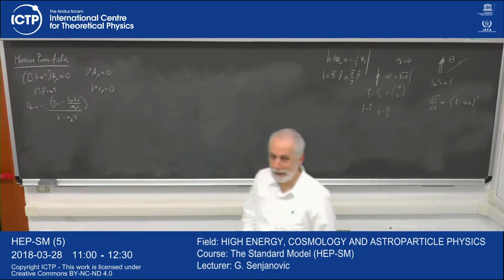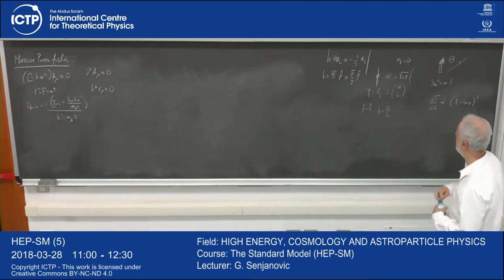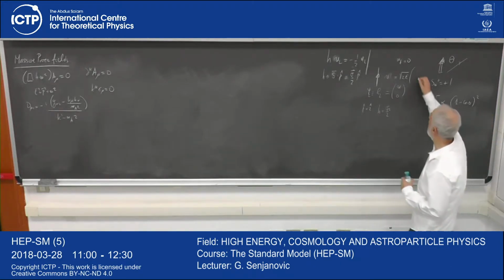So what are the eigenstates of spin half, right? They are 0, 1, and 1, 0. It would look like this.